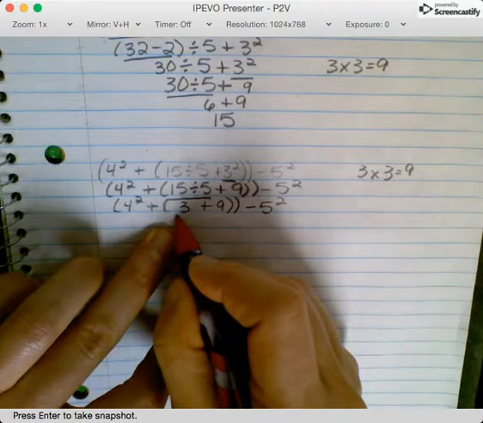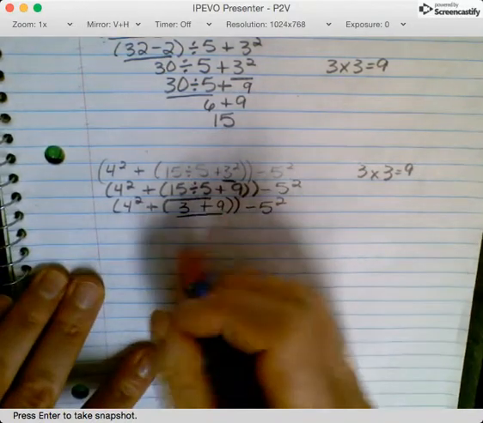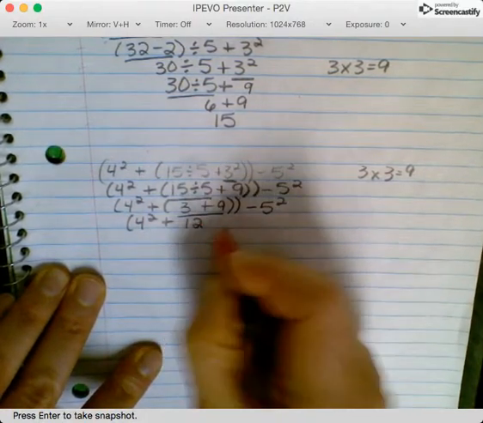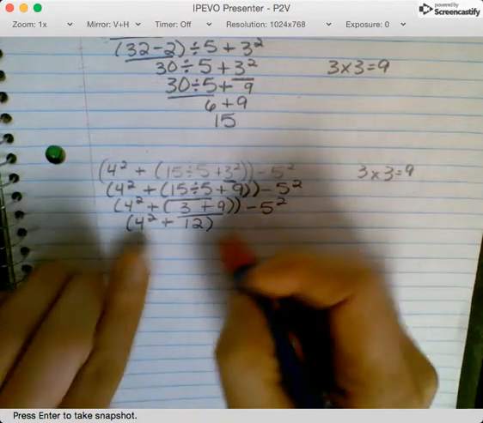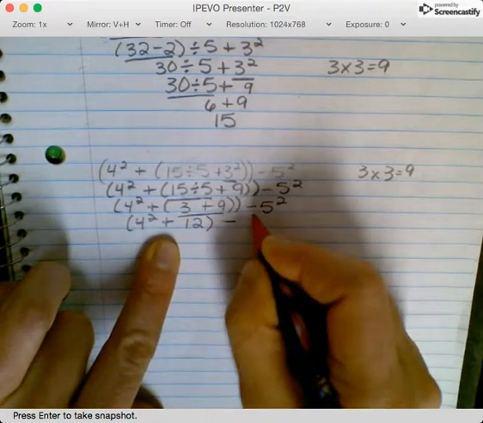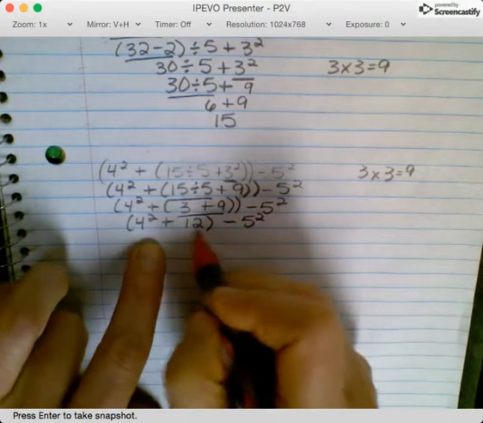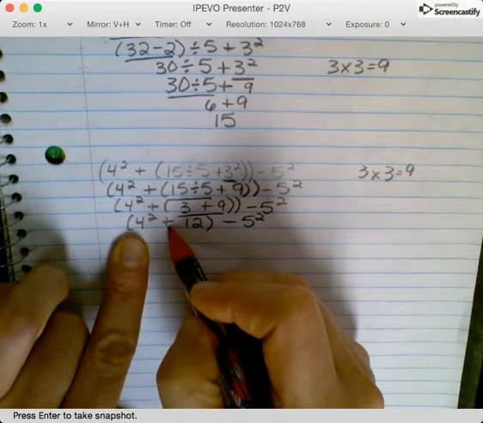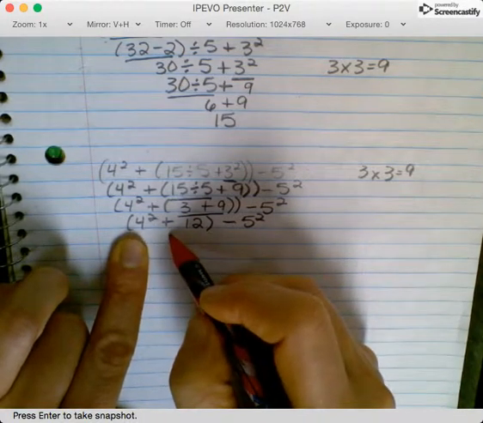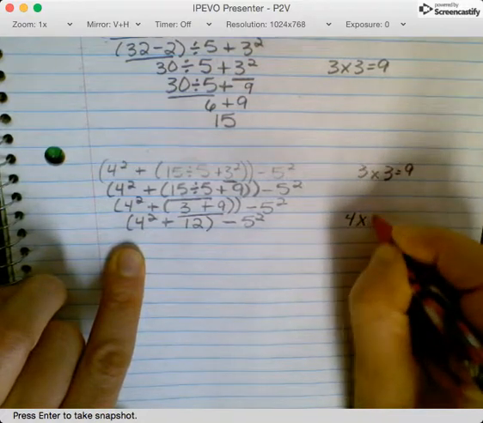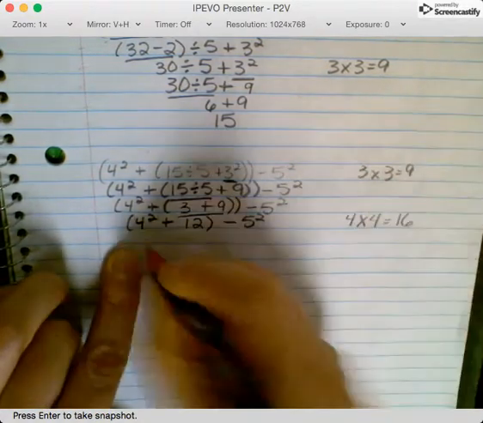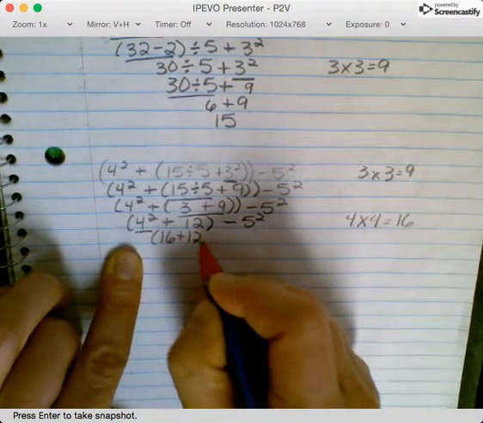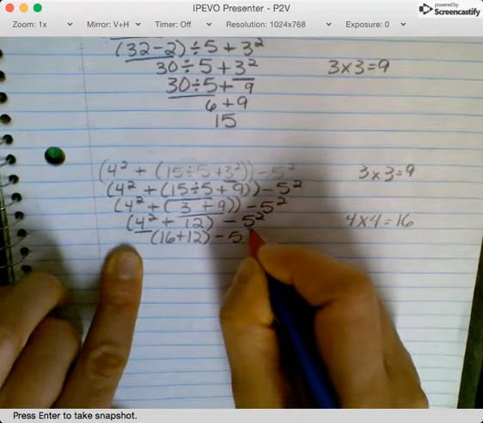Now I'm going to solve my last thing inside those parentheses, which is 3 plus 9. 4 squared plus, and 3 plus 9 is 12. I got rid of that innermost parentheses, so I'm left with one set of parentheses. And again, I still have parentheses, so I solve what's inside there first. I have exponents and addition and subtraction. Exponents comes before the adding, so I do 4 times 4, which is 16. So we have 16 plus 12 in parentheses minus 5 squared.